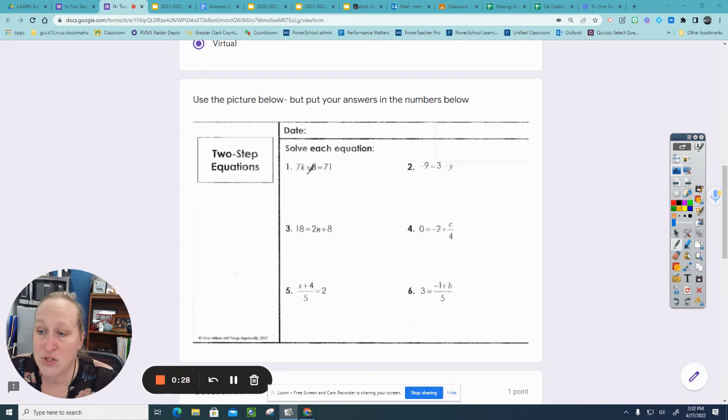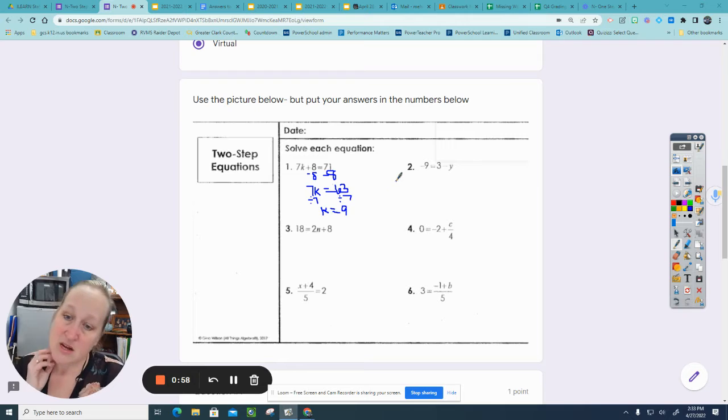The first thing that you want to do is remove the constant, which is this plus 8. So we're going to subtract 8 from both sides. You end up with 7k equals 63. Now I have 7 times k. That's called a coefficient. So I need to divide both sides by 7. So my final answer for that one will be k equals 9, because 63 divided by 7 is 9.